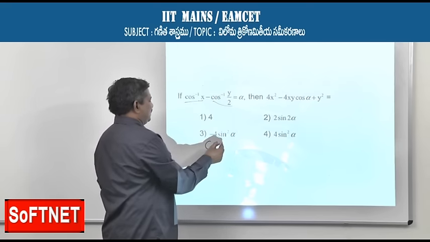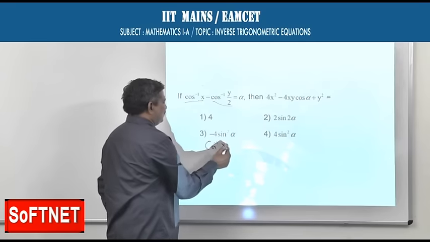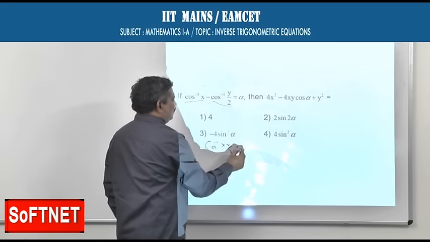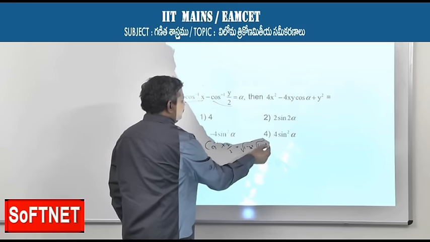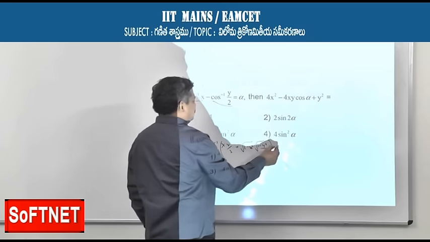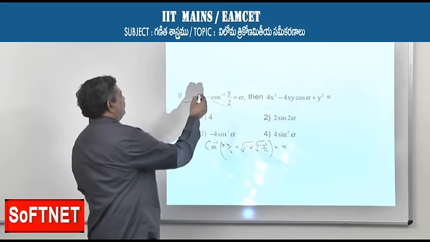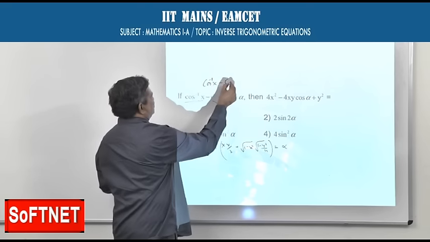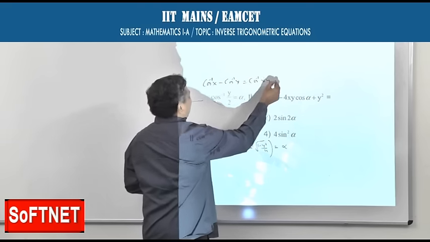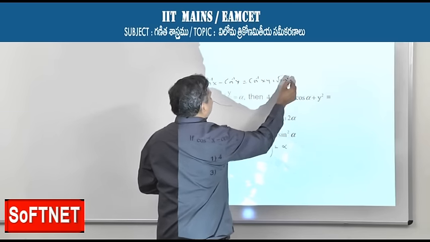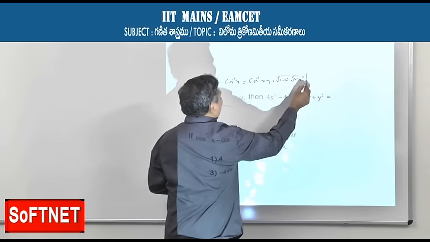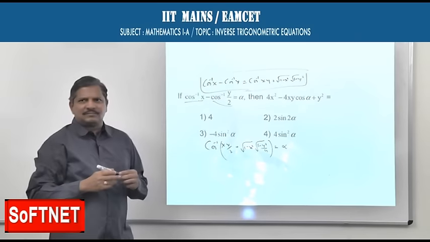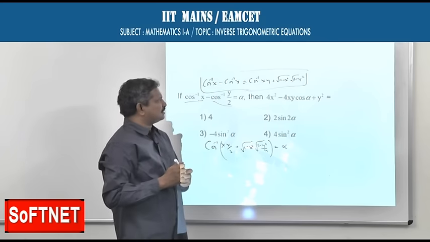The formula is cos inverse of xy, where x is x and y is y by 2, plus (minus means plus) root of 1 minus x square into root of 1 minus y square, equal to alpha. This is familiar from the previous episode: cos inverse x minus cos inverse y is cos inverse of xy plus root 1 minus x square root 1 minus y square. This is the formula we are using.